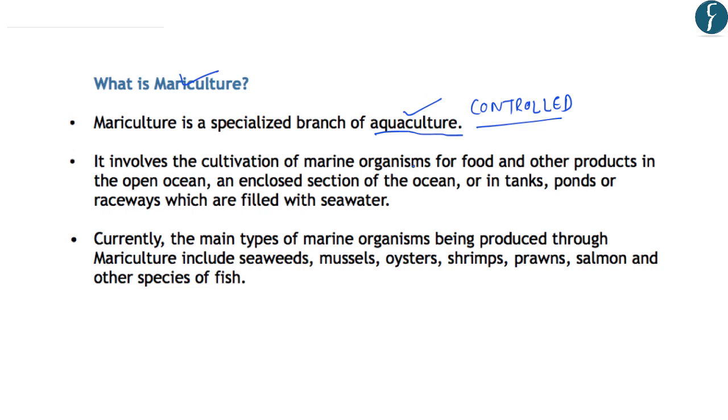And in this line, mariculture is a specialized branch of aquaculture which deals with the cultivation of marine organisms using seawater. So it involves the cultivation of marine organisms for food and other products in the open ocean, an enclosed section of the ocean, in tanks, ponds, etc. And all these areas should be filled with seawater. So this is a primary requirement in mariculture. Now, what kind of organisms are cultivated in mariculture? These include seaweeds, oysters, shrimps, prawns, and species of fishes.